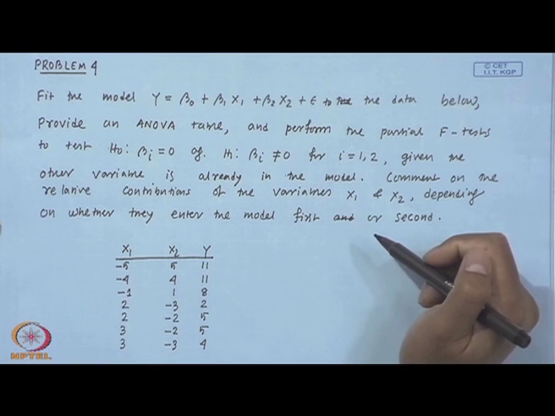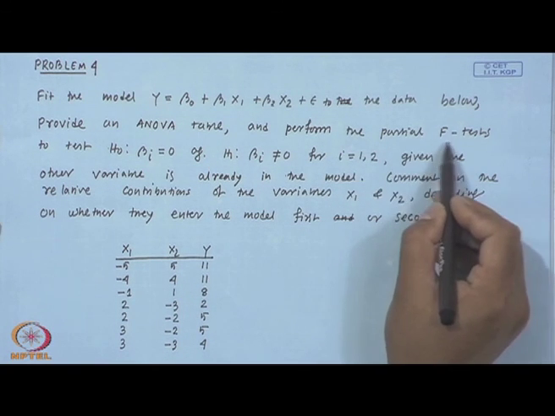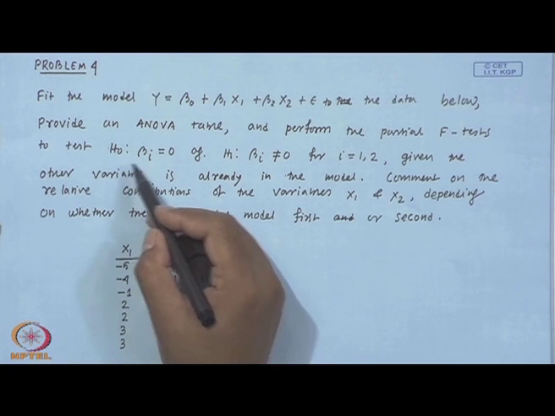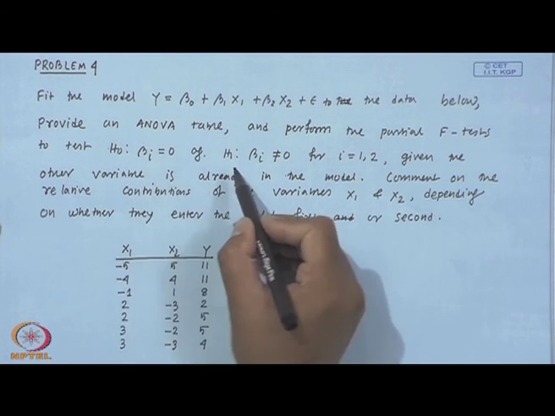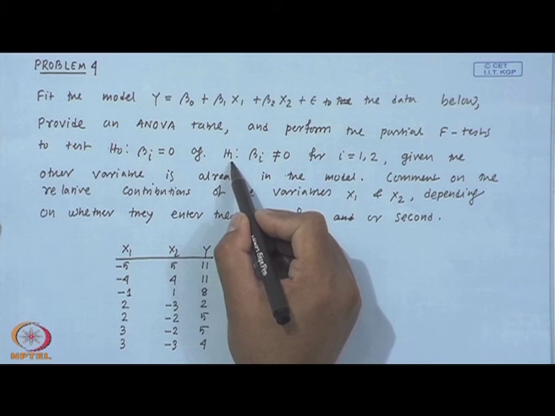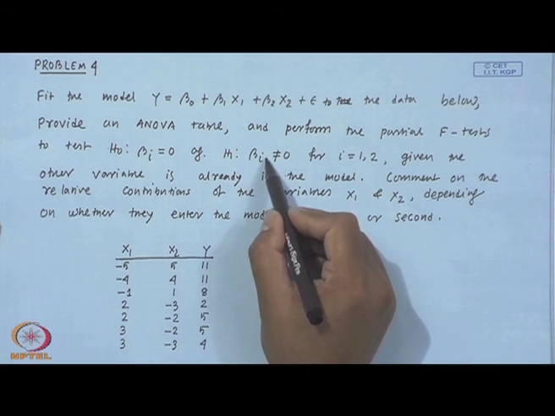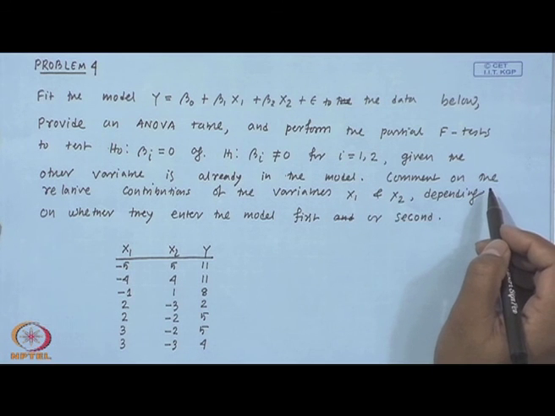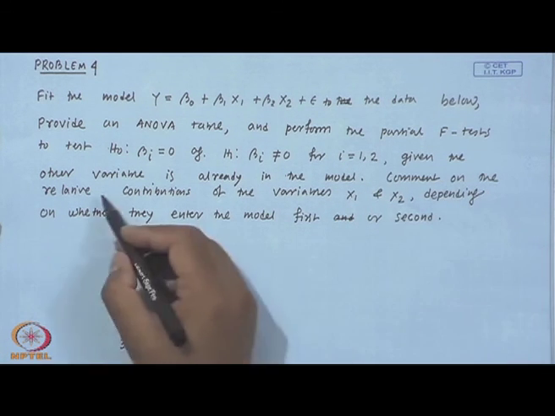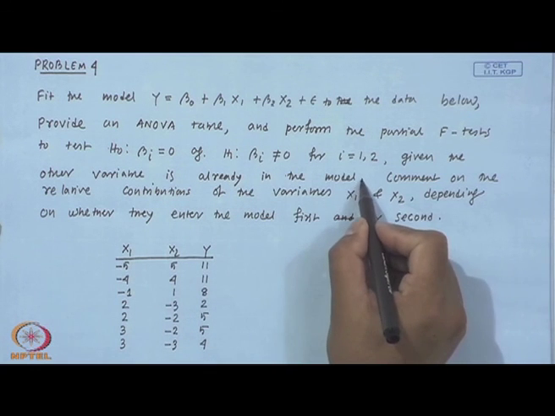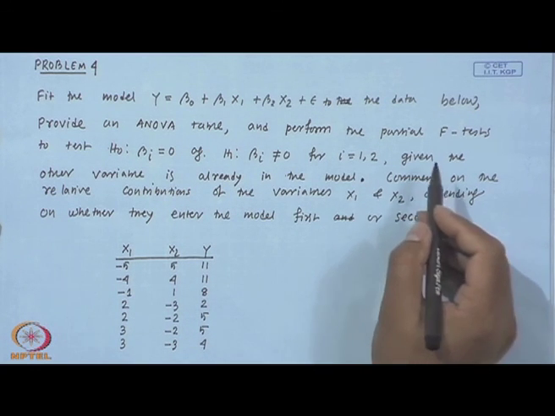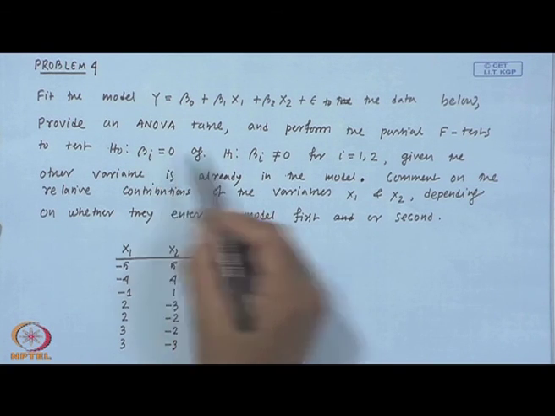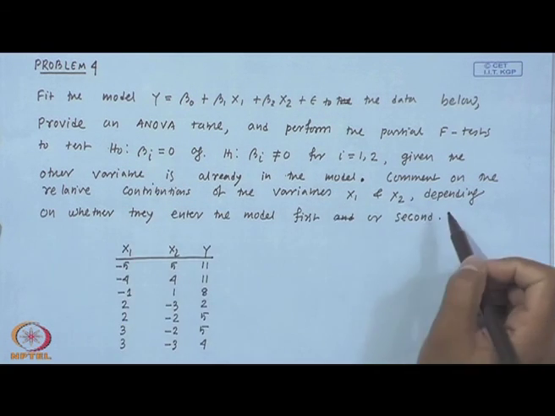and perform the partial F test to test H naught, that beta i equal to 0 against H 1, that beta i is not equal to 0 for i equal to 1, 2, given the other variable is already in the model. So, you have to test the significance of the ith regressor in the presence of other regressors in the model.